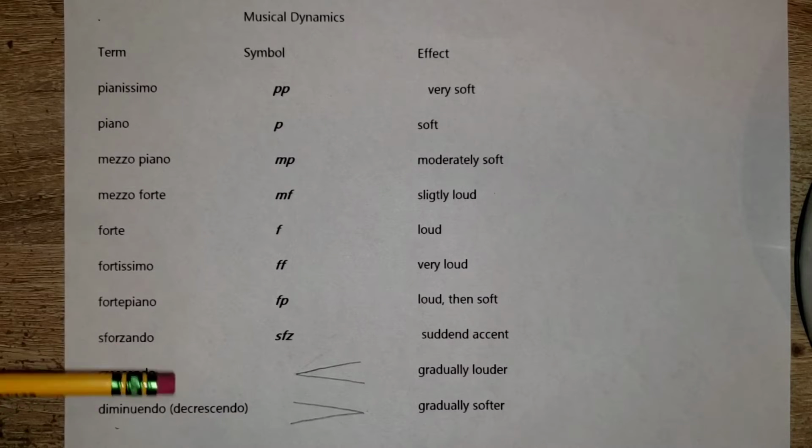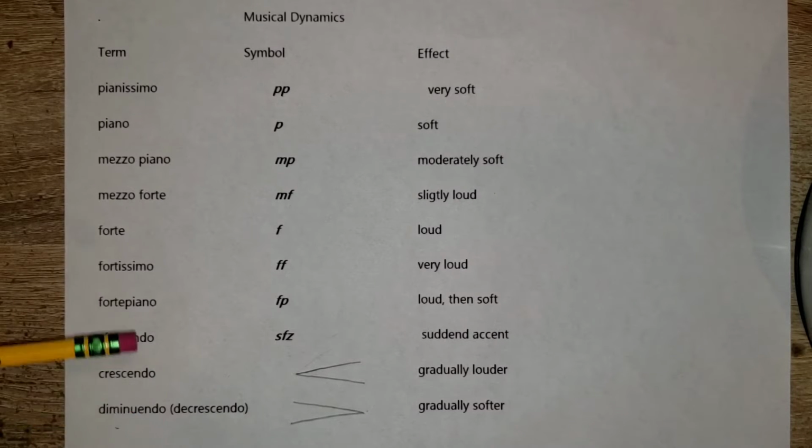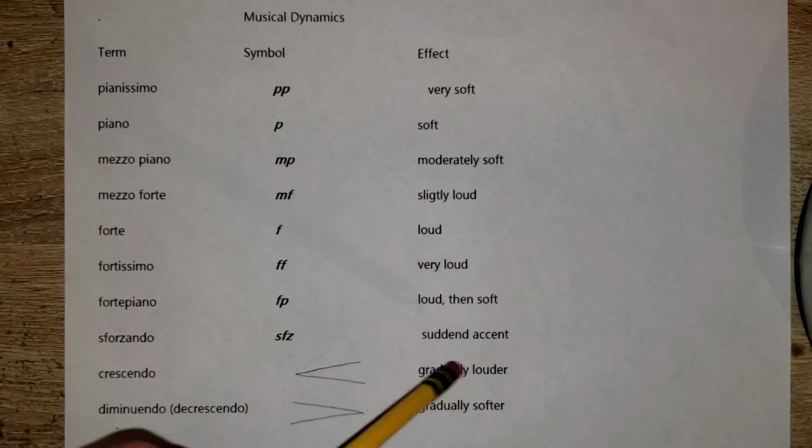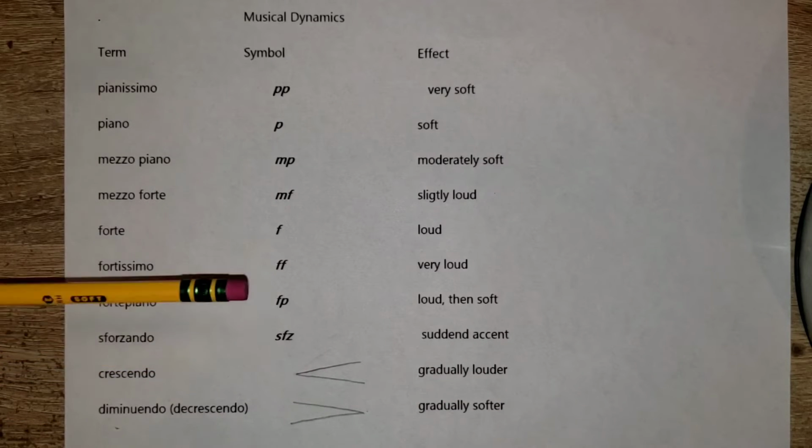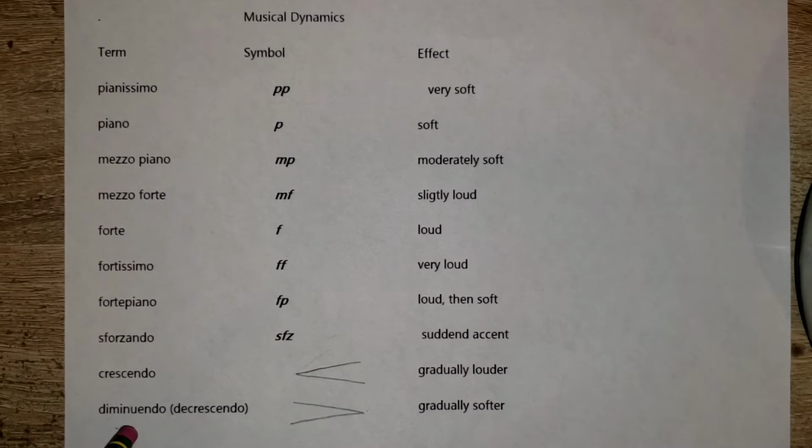Crescendo and decrescendo. We have crescendo, which means gradually getting louder. It's represented with this symbol, which can be looked at kind of like a less than symbol, more lengthened out though. And then we have what is known as your diminuendo, which I call decrescendo, which is gradually getting softer. The symbol is this, or it can be looked at kind of like a greater than symbol.